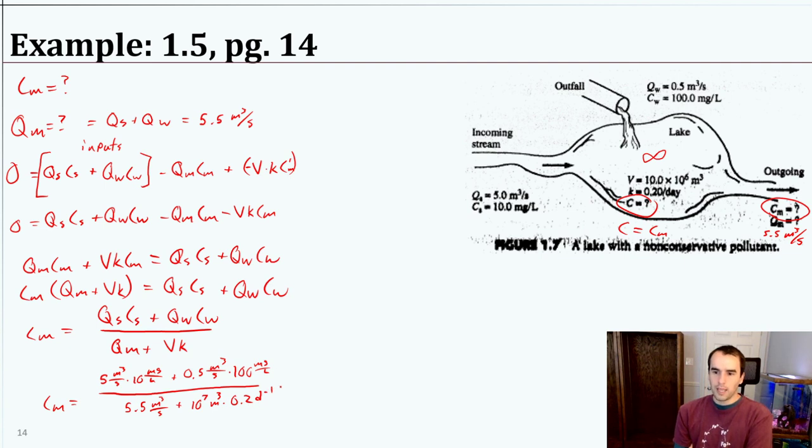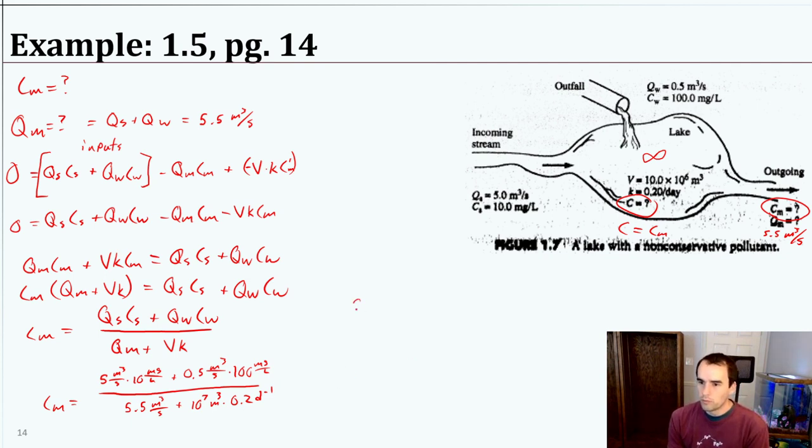So this per day, we need to convert into seconds to make it consistent. Now you'll notice that we only have cubic meters and seconds on the bottom, and we're left with milligrams per liter on the top once we do the final solution. That's perfect because we are looking for milligrams per liter here. So we need to either convert all the seconds into days, or we can convert this days into seconds. So let's go ahead and do the latter.